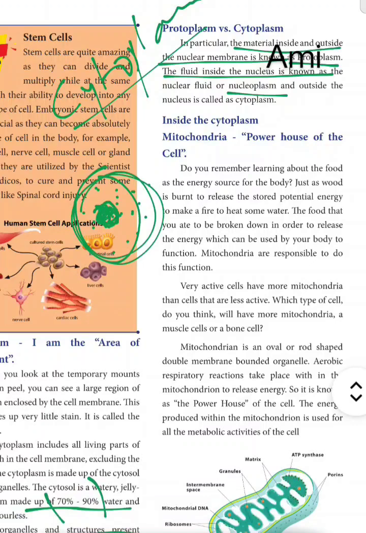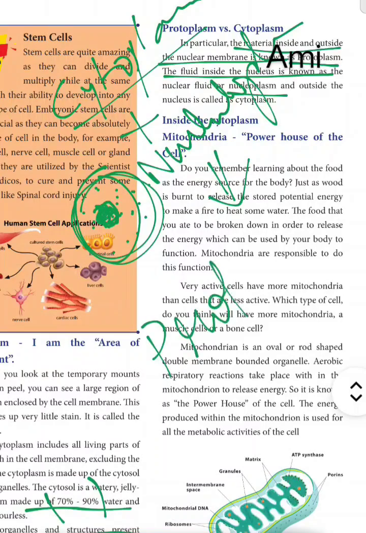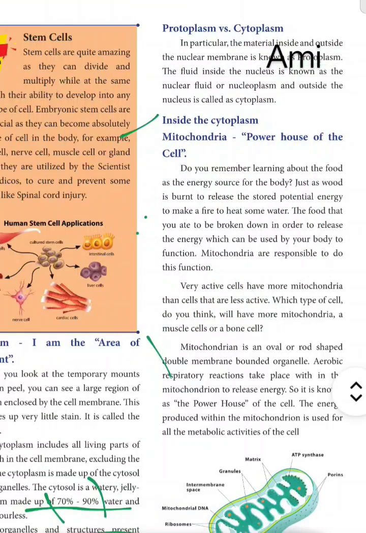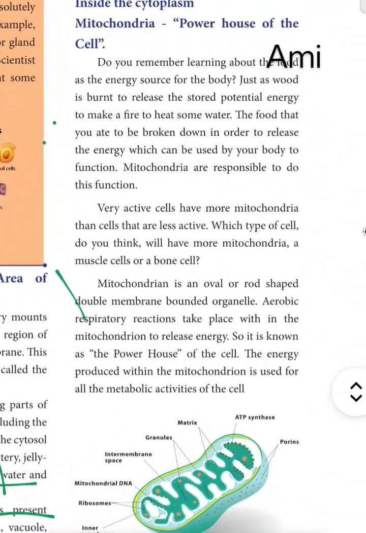So the material inside and outside the nuclear membrane, that is cytoplasm plus nucleoplasm, together can be known as protoplasm. So both cytoplasm and nucleoplasm combined we can call protoplasm.